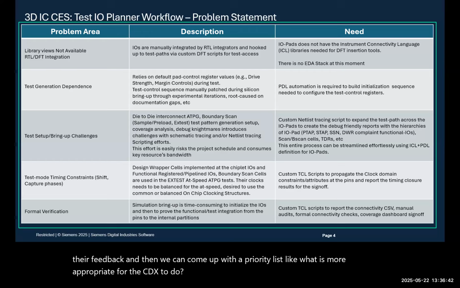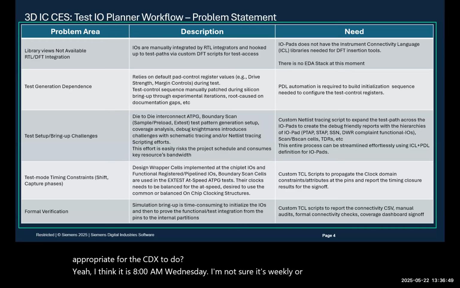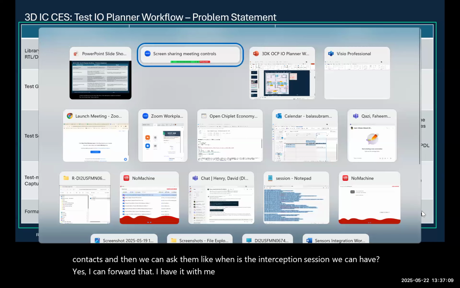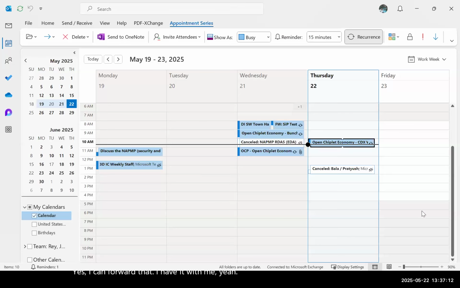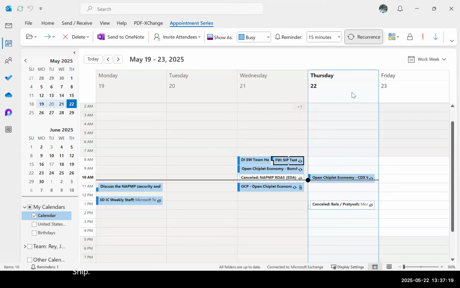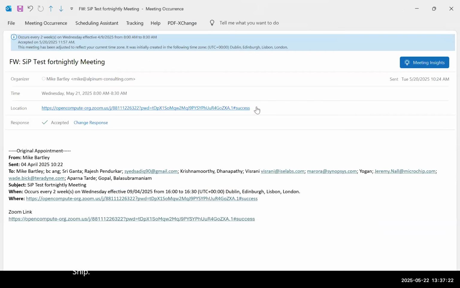Do you know when the meetings are for the testing? Yeah, I think it is 8 a.m. Wednesday. I'm not sure if it is weekly or bi-weekly. I can share the contacts, and then we can ask them when we can have an interception session. Do you know if their meetings are on the calendar? Yes, I can forward that. I have it with me. Yesterday at 8 a.m. it was there, and I had the link to this SIP test. I was thinking about the OCP calendar. Okay, there it is.